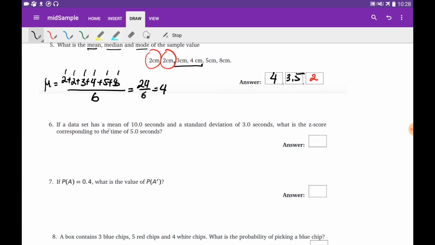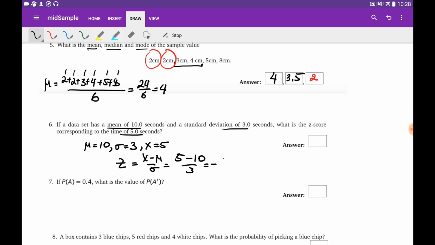If the data set has the mean 10, standard deviation 3, what is going to be the z-score for the corresponding x equal to 5? So we need to use the formula (x minus mu) divided by sigma. Here it's going to be (5 minus 10) divided by 3. It's going to be minus 5 over 3.